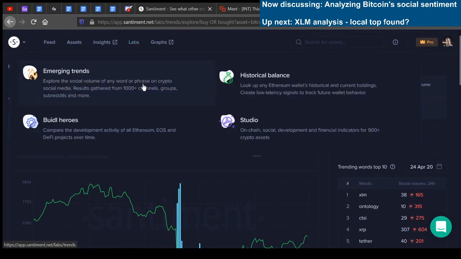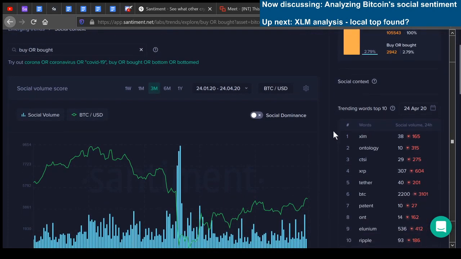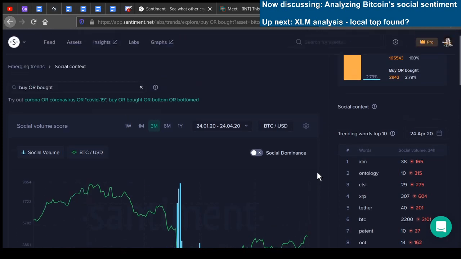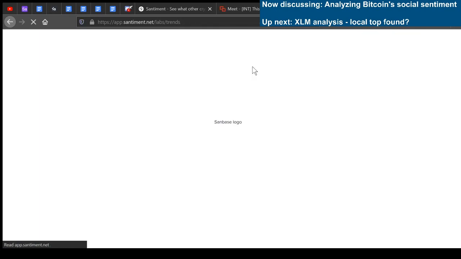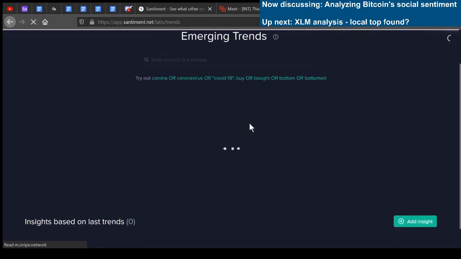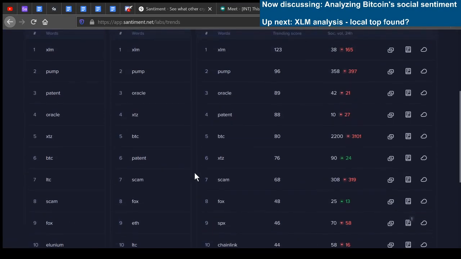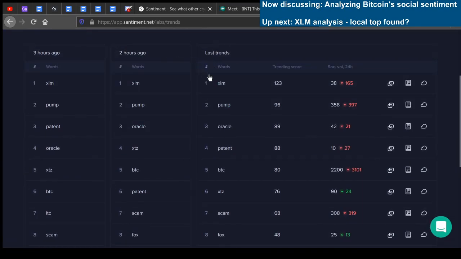Just go to labs and emerging trends, and you'll be able to play around with this tool. Any word that comes to mind that you might want to see what the crypto community thinks about, and how popular it is at the moment, you can do so here. If you look at the emerging trends for today, we have this list of words that are gaining the most social volume on crypto social media in the last couple of hours. And XLM seems to be the crowd favorite at the moment. There seems to be a lot of talk about Stellar over the last couple of hours.